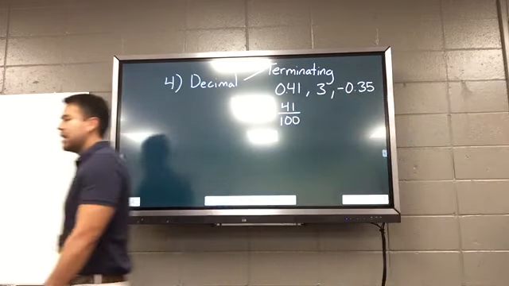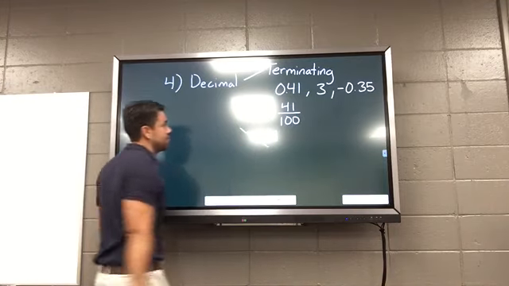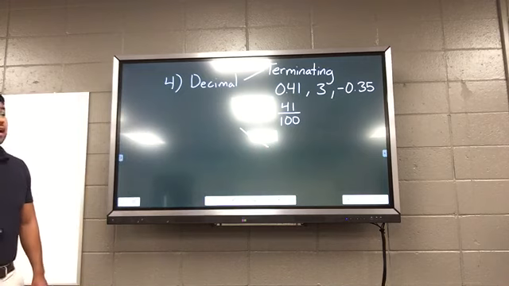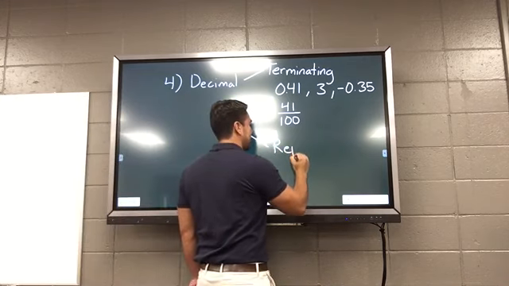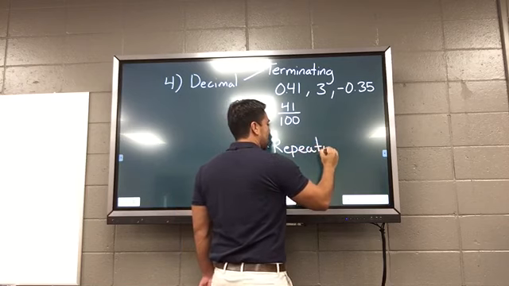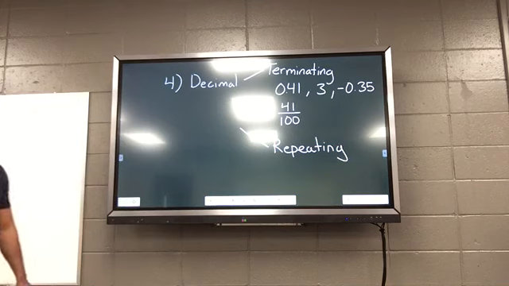Okay. There's a second type of decimal that is also rational. Do you have a question? No, okay. Repeating decimals. Repeating. Yeah, that's the second type of rational decimal number.